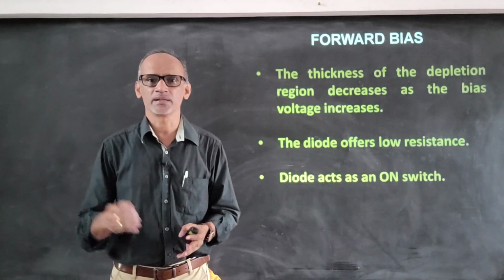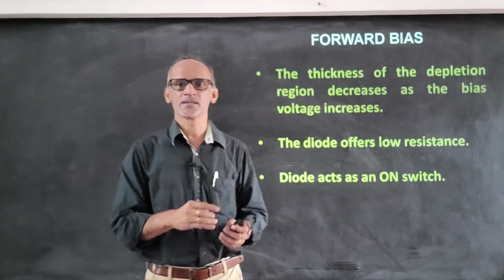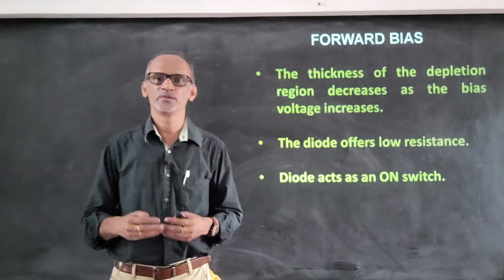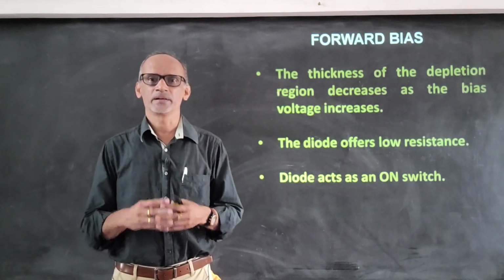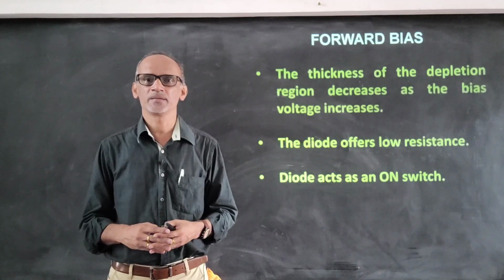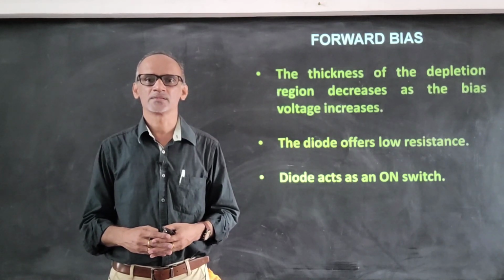That means it conducts only when it is in forward bias, and that particular property is used in one more application, which is called a rectifier, which I am going to explain in my next class.